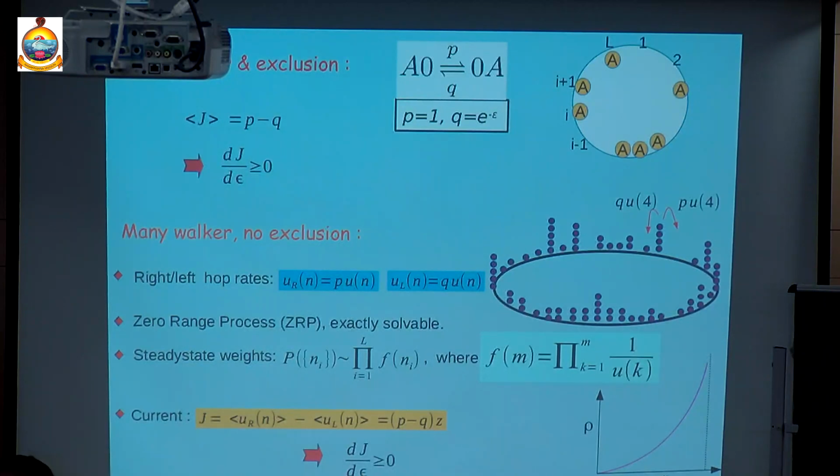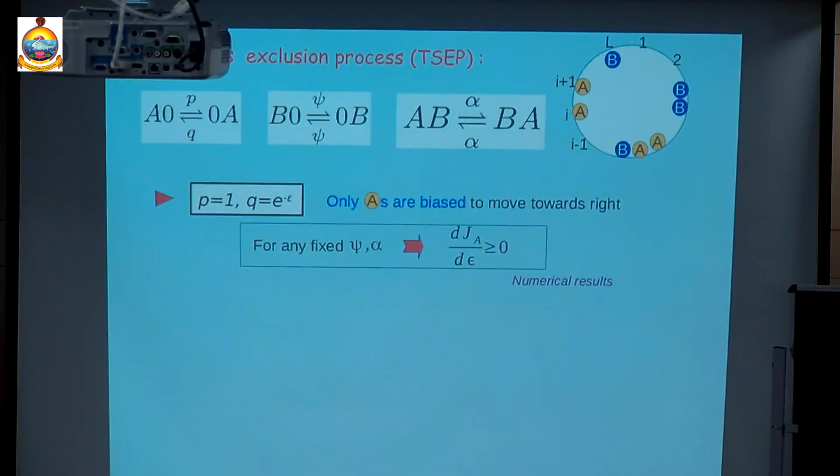People who attended the previous lecture on this in this refresher course know that the current here will be Z, and Z is an increasing function of potential. So this doesn't work. That's the message. If you take many walkers, no exclusion, it will not work. The current is still positive, and the slope of the current is positive.